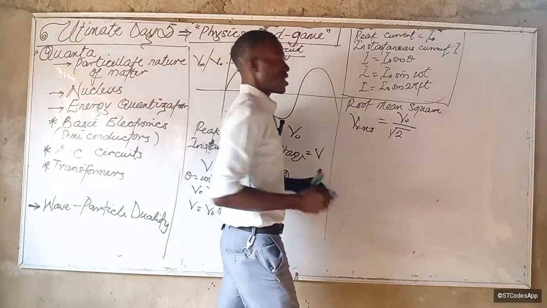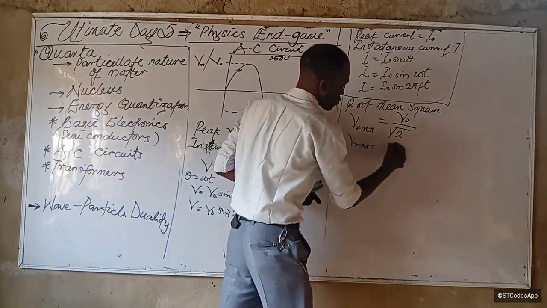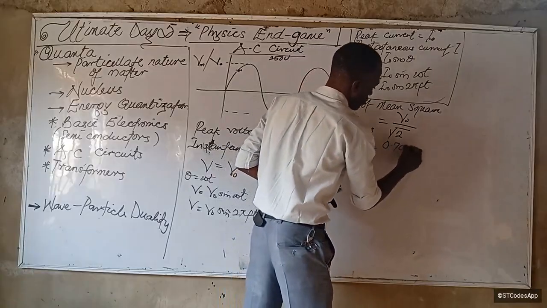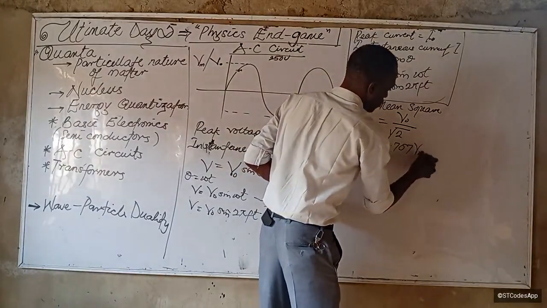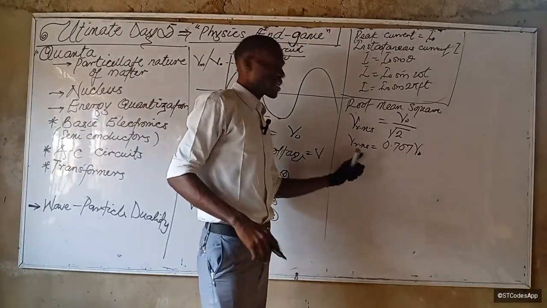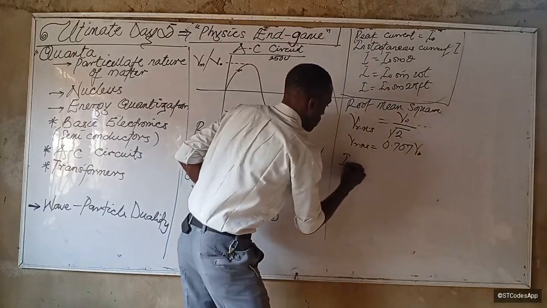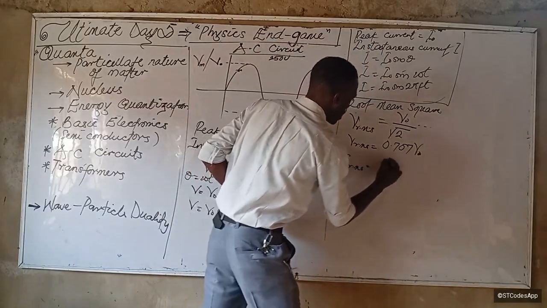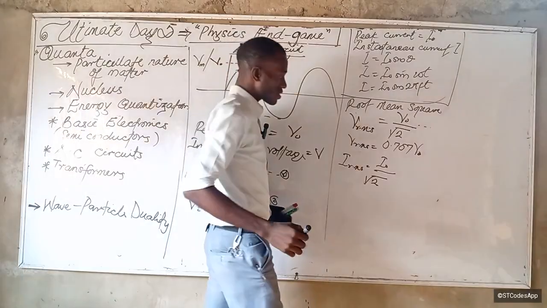Does this make sense? And by the time you solve 1 over root 2, you discover that the root mean squared value is equal to 0.7071 or so V sub naught. So if you do this, you are going to get your root mean squared value. That's for voltage. How about for current? So IRMS will be the same, I sub naught over what? Root 2. Does that make sense?